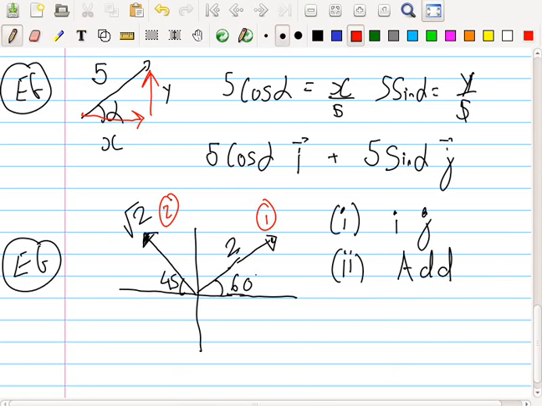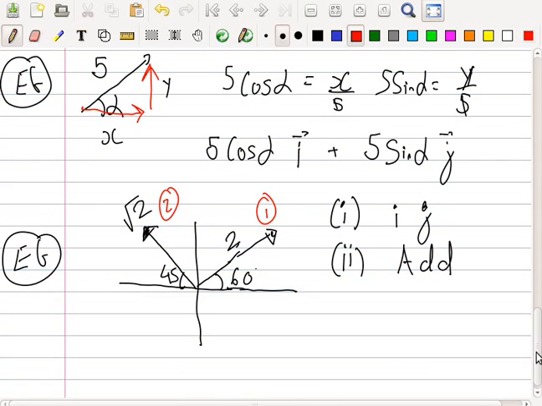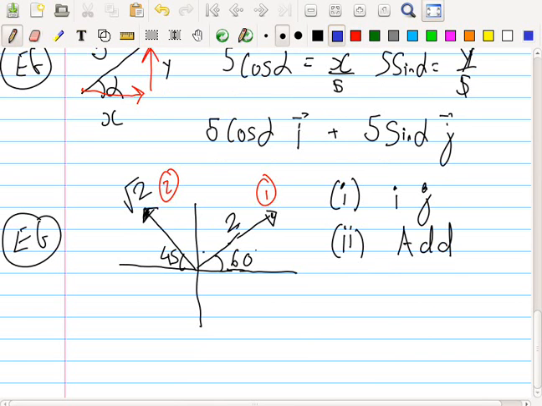Okay, let's have a look. So if I look at the first one, let me draw the triangle in here. Here's the i part, here's the j part. I'll call this x, I'll call this y. So cos 60 equals x over 2, so x is 2 cos 60. And then likewise sin 60 equals y over 2, so y is 2 sin 60.